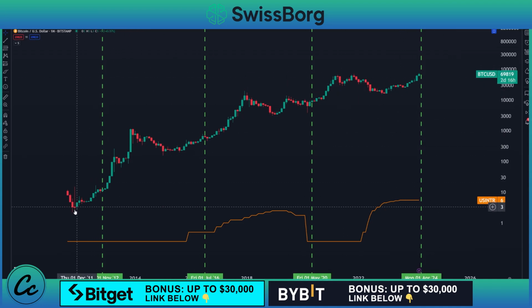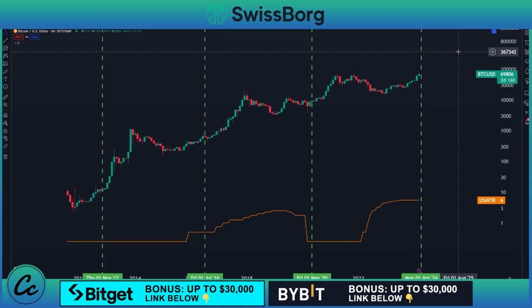And so what else have we got on here? We've got the Bitcoin price action, and then at the bottom here we've got the orange line. This is the Federal Reserve's monetary policy in terms of interest rates, so where the interest rates are in the US. Now, when we take a look at these things on this chart without any other noise, without any other indicators, we can see some pretty interesting things.